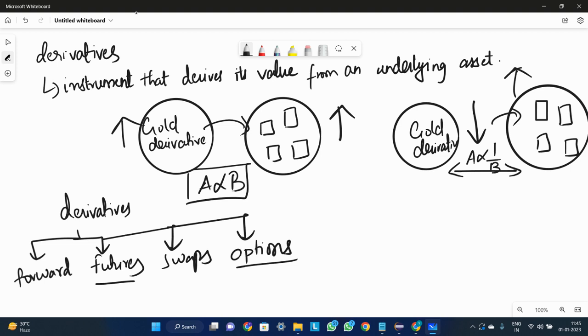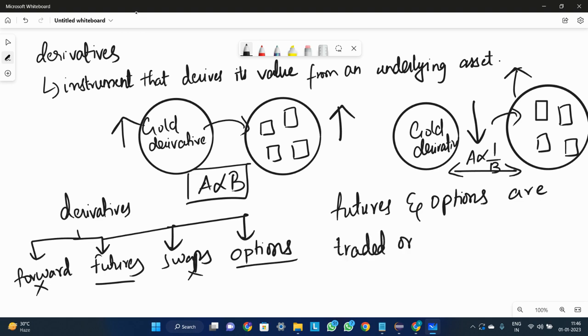So for this video and for all the other parts that we're going to discuss in the remaining videos, we are not going to concern ourselves with forwards and swaps. We don't really need them, because only futures and options are traded on an exchange. Let us briefly try to understand what is an option. In another video, maybe I will cover futures as well, but for today's video, we'll just cover options.